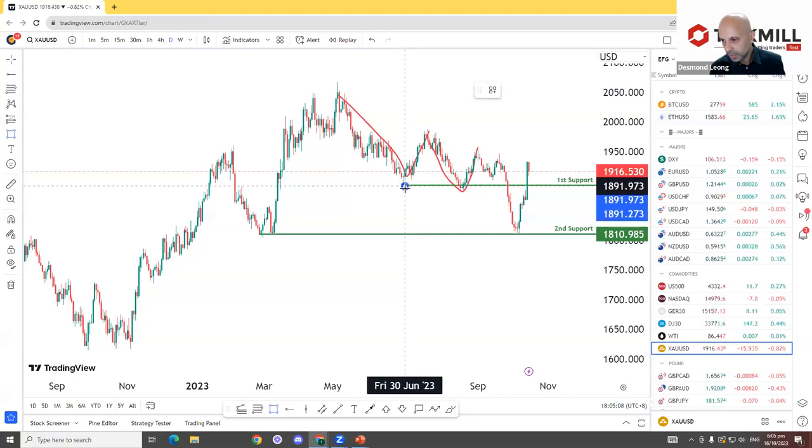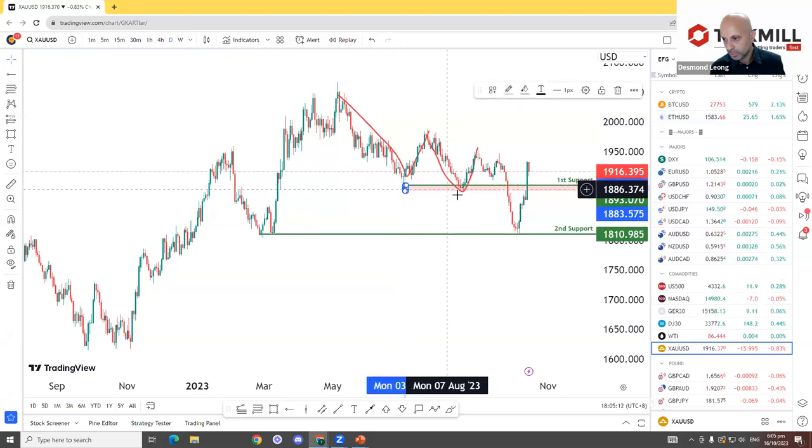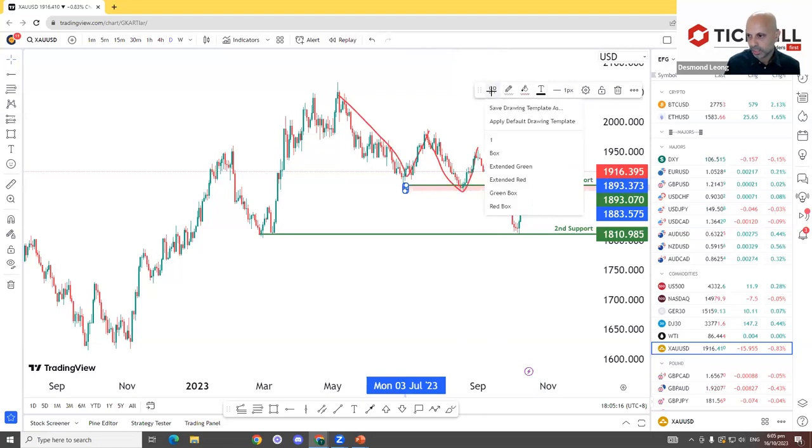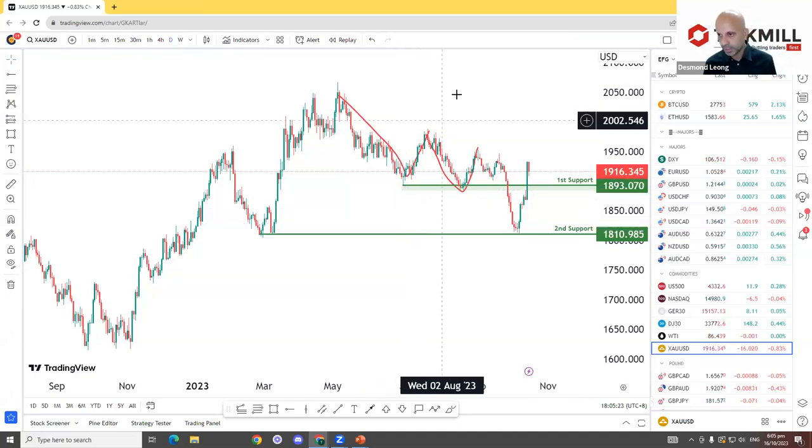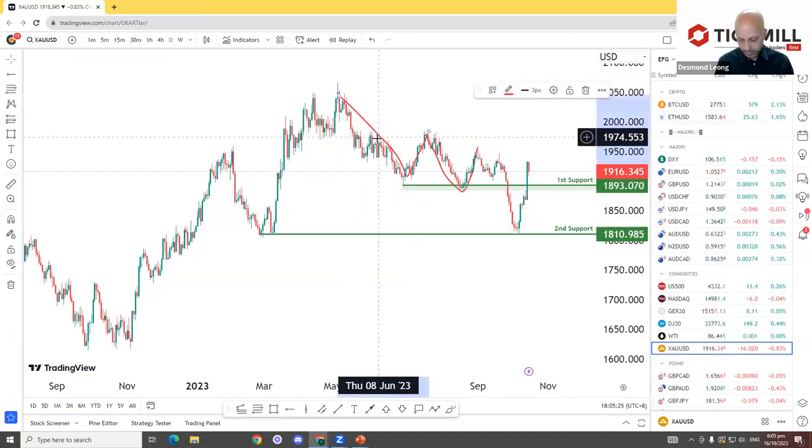Of course, as you can see, the lower end of the wicks fall as low as 1883. So I like to highlight this as a zone rather than an absolute level. All right, great. Let's tidy this up as well.